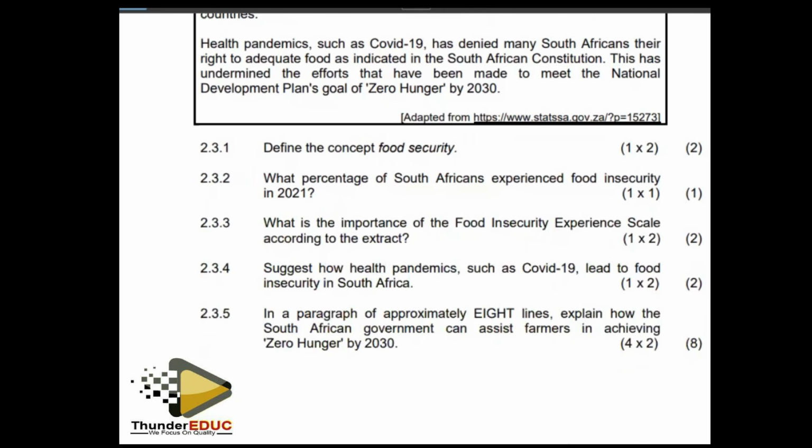First question, define food security. So what is food security? When people have access to nutritious food. The key word is nutritious. When people have access to nutritious food in the country.